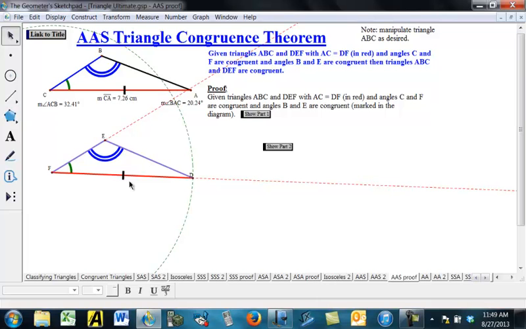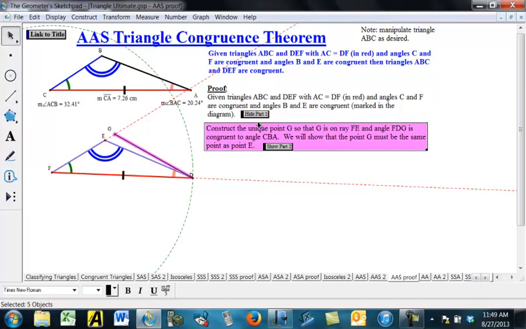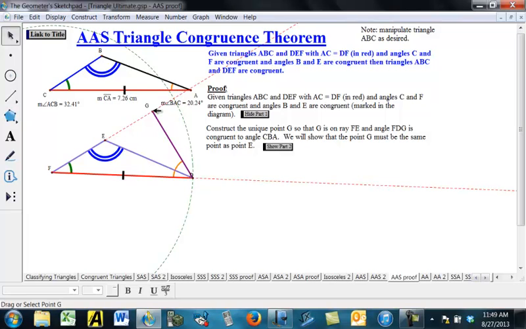Now I'm going to show you a proof that doesn't depend on the Triangle Angle Sum Theorem. We'll do that first. So the first part is we know that there's a point G somewhere on ray FE, and we want to make it in such a way that this orange angle here is the same as the orange angle here. Now what we're going to end up seeing is that G has to be at point E. That's what we're going to prove.